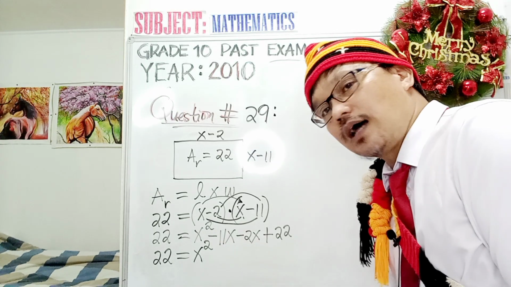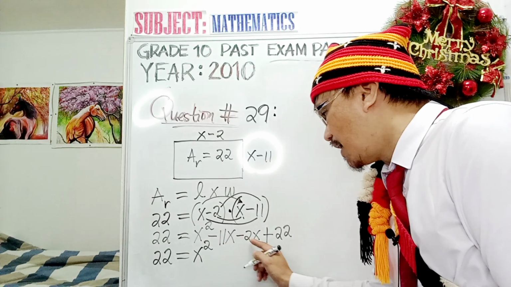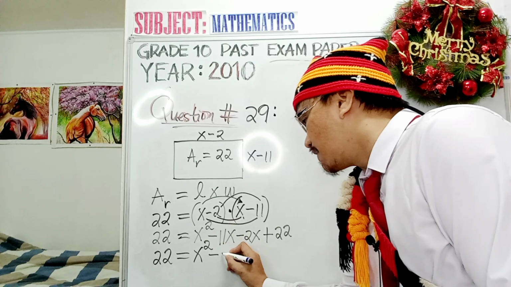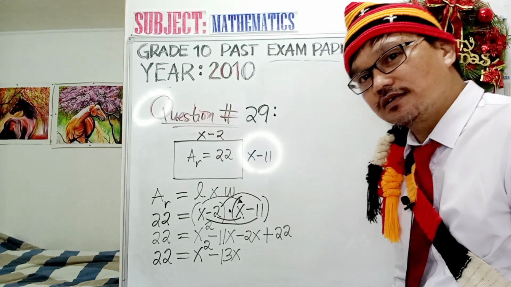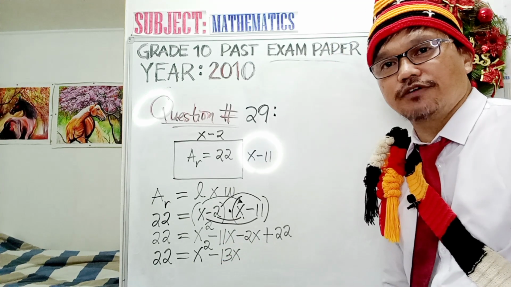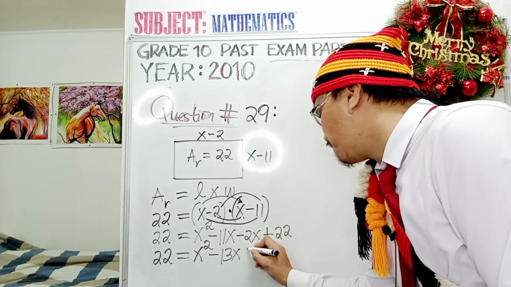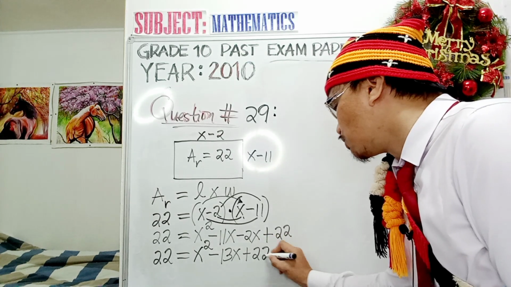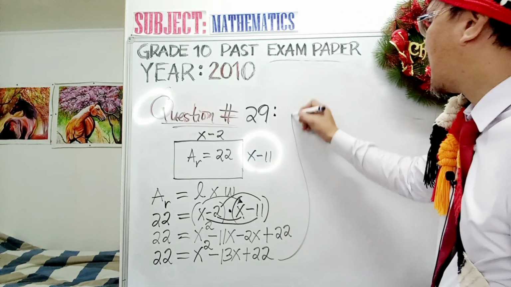This is now applying the rule of integers. Negative 11x minus 2x is negative 13x. Is it correct? 11 and 2 is negative 13x. Next one, positive 22. Alright, you still have space. Let's have it here now.